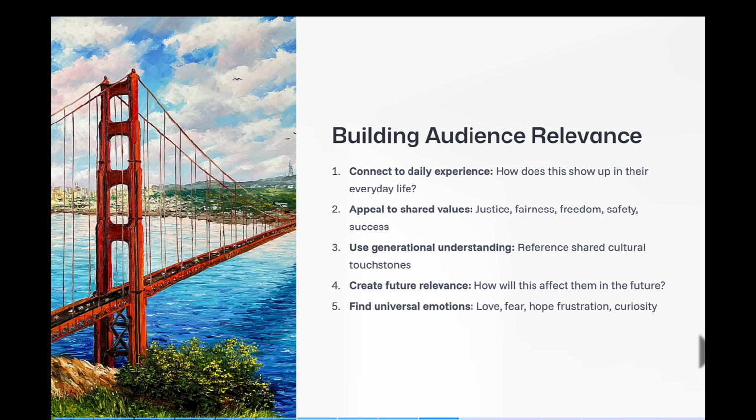Creating future relevance is another way to do it. This is the fourth one. So how will this affect people in the future? That's a pretty easy way to do it. And then also finding those deeper, more universal human emotions like love, fear, hope, frustration, curiosity, etc.